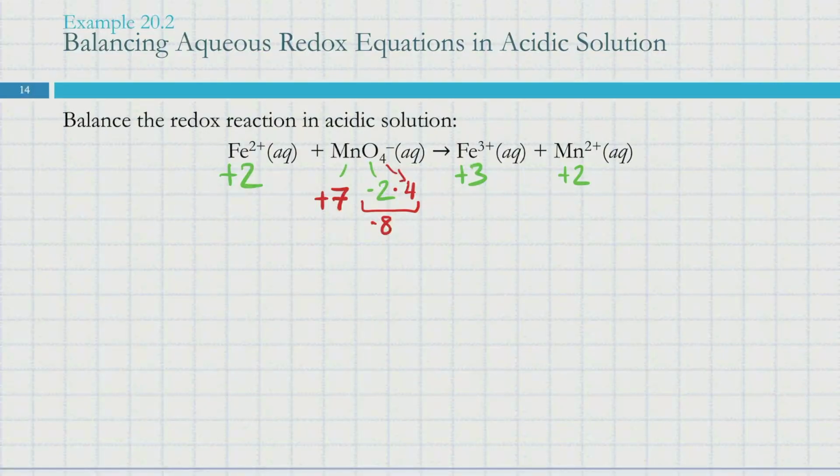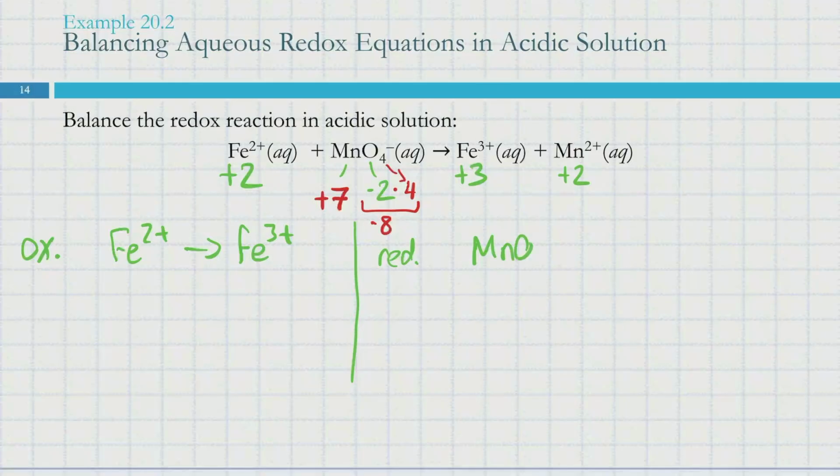And then we can separate those out into our half reactions. Our oxidation half reaction is going to be our iron. It's going from a +2 to a +3. Increasing oxidation number is increasing the oxidation state. So oxidation, we've got Fe2+ going to Fe3+. And then on the other side, our reduction, we've got permanganate, MnO4- going to manganese 2+.